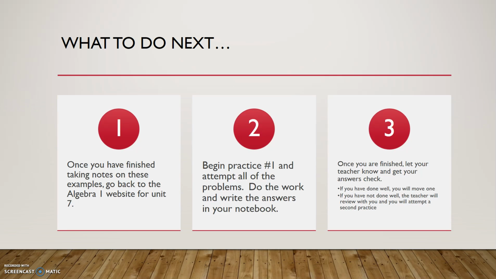What you're going to do now, after you finish taking all these notes on these examples, is go back to our Algebra 1 website for Unit 7. There's a practice number 1 that you're going to do. You're going to attempt all of the problems, complete the activity, and do any work in your notebook. Once you're finished with the entire activity, let your teacher know and get everything checked. If you have done well on it, you're going to move on, and we're going to take a quiz. If you have not done well on it, the teacher's going to review things with you, and you're going to attempt a second practice that is a little bit more straightforward. Please let us know if you have any questions.